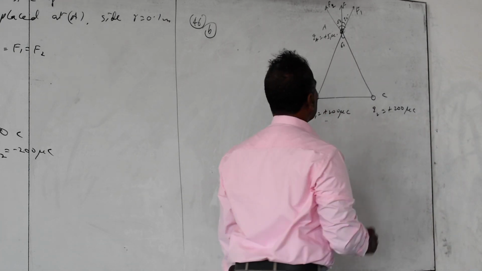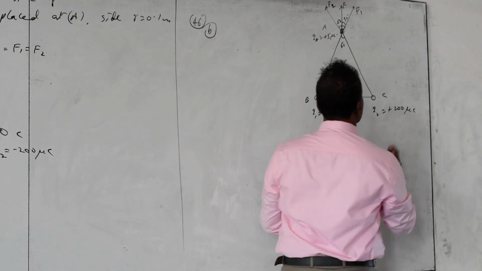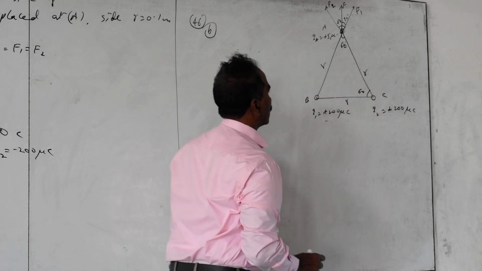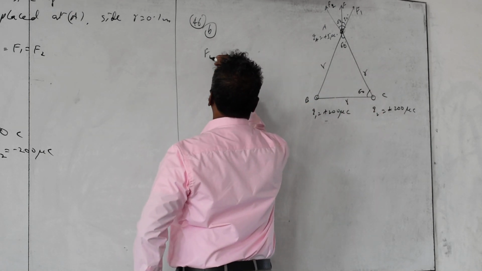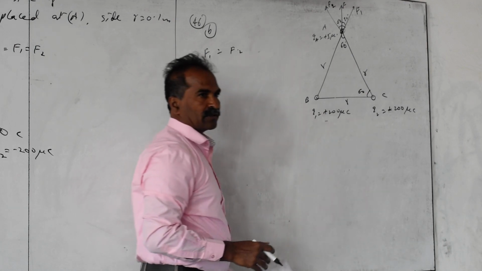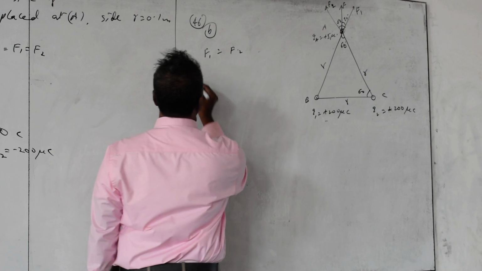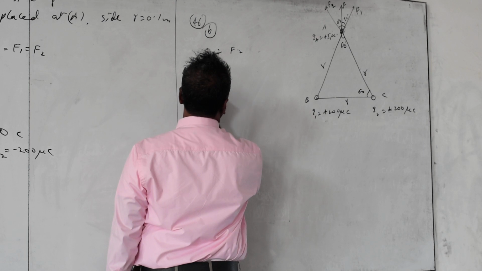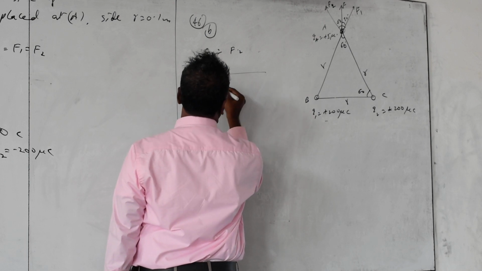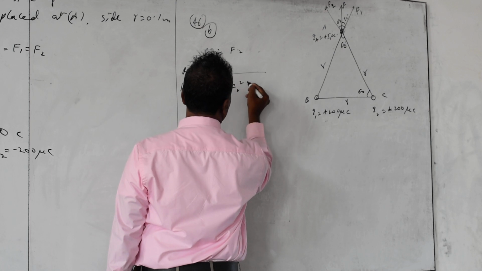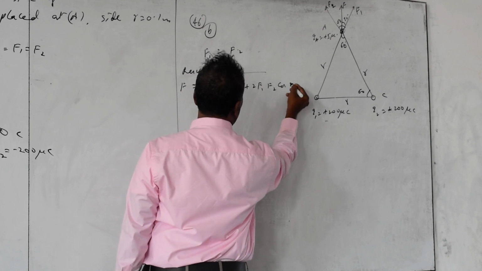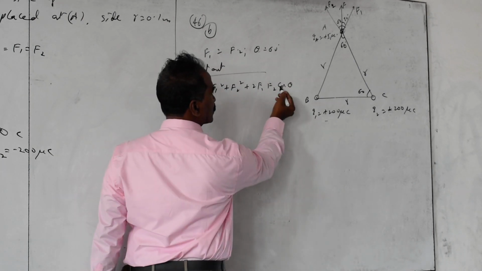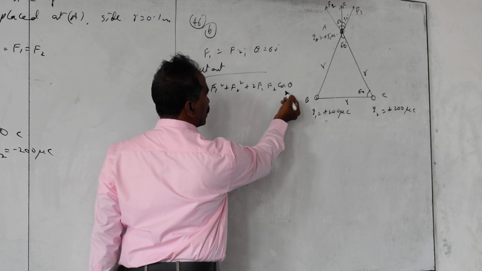So in this case, charges are the same magnitude, distances are also the same, equilateral triangle. Then force F1 will be equal to F2, but not the resultant values. Take care of the resultant. F is equal to under root of F1 square plus F2 square plus 2 F1 F2 cos theta. What is theta here? It is 60 degrees. Cos 60 is equal to half, 1 by 2. So 1 by 2 means 2 cancels.